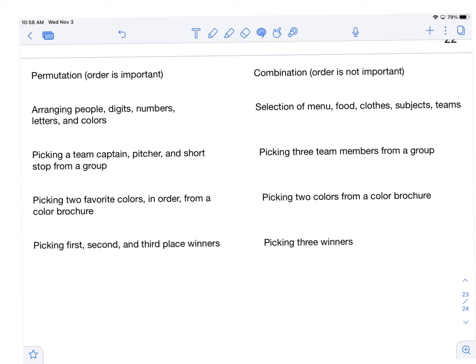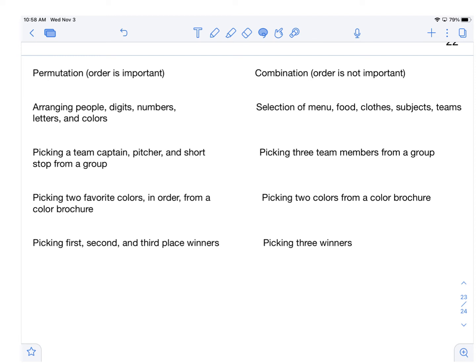This isn't in your notes, so okay, ready? Permutation, I told you, order is important. So, arranging people, digits, numbers, letters, and colors. Guys, if I just give you a list of colors and I tell you just to choose colors, that's a permutation. They mean nothing to you, okay? The order is important on how they're chosen, okay? Combination, order is not important. Selection of a menu, food, clothes, subjects, teams.